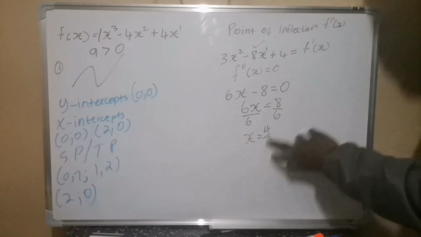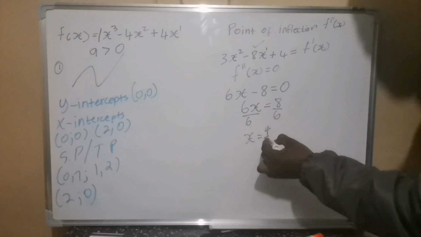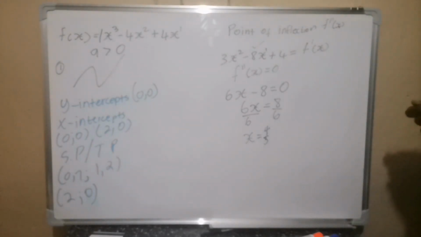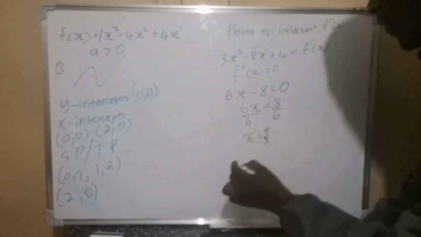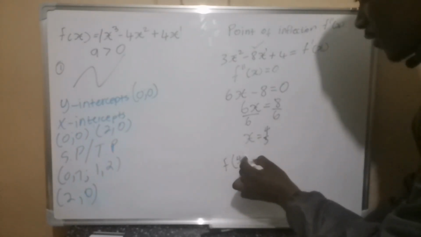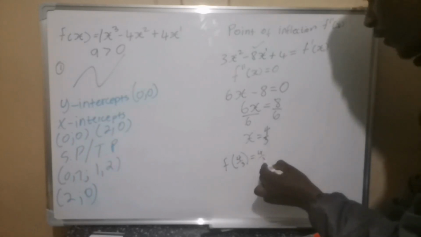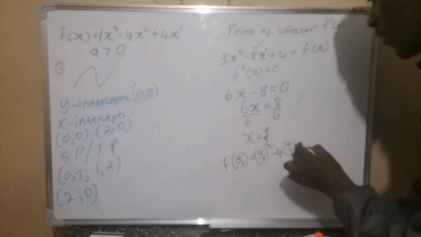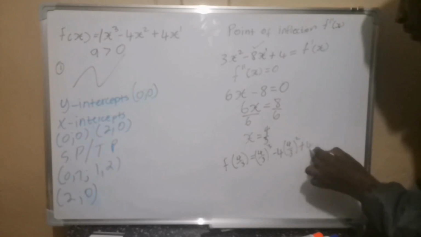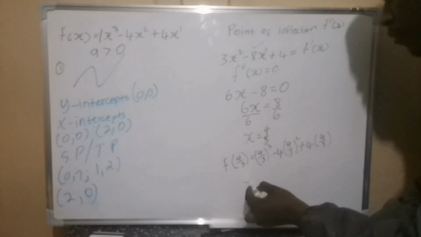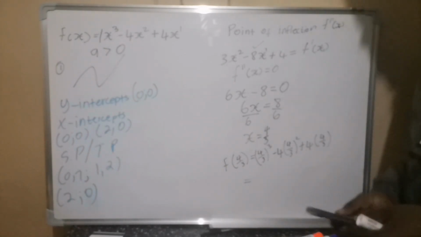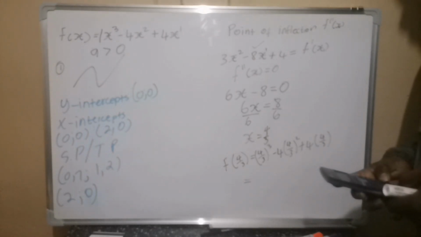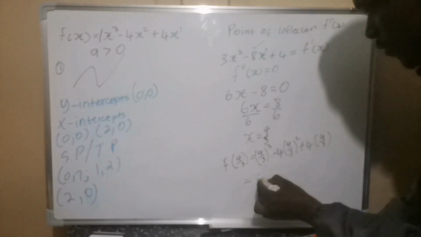Then with this 4 over 3, you do the very same thing you did with finding stationary points. You take this x coordinate and put it into the real equation to find the y coordinate for this function. So we're going to have f at 4 over 3 is equal to 4 over 3 to the power 3 minus 4 over 3 squared plus 4 times 4 over 3. If we put this in a calculator, you're going to get 16 over 27, but in decimal is 0.59.